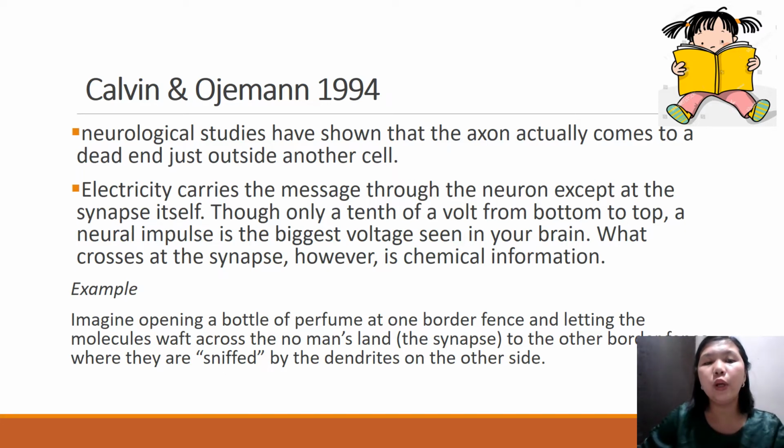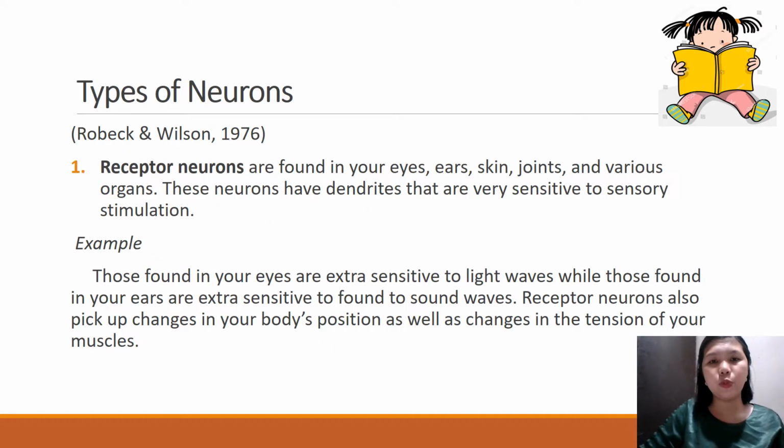Each of your neurons may have as many as 50,000 incoming and outgoing messages to handle every minute. On average, scientists estimate neurons' messages travel about 100 miles per hour. Next are the types of neurons. There are three types of neurons according to their function in the relaying of neural messages: receptor neurons, connector neurons, and effector neurons, from Rubik and Wilson 1976.